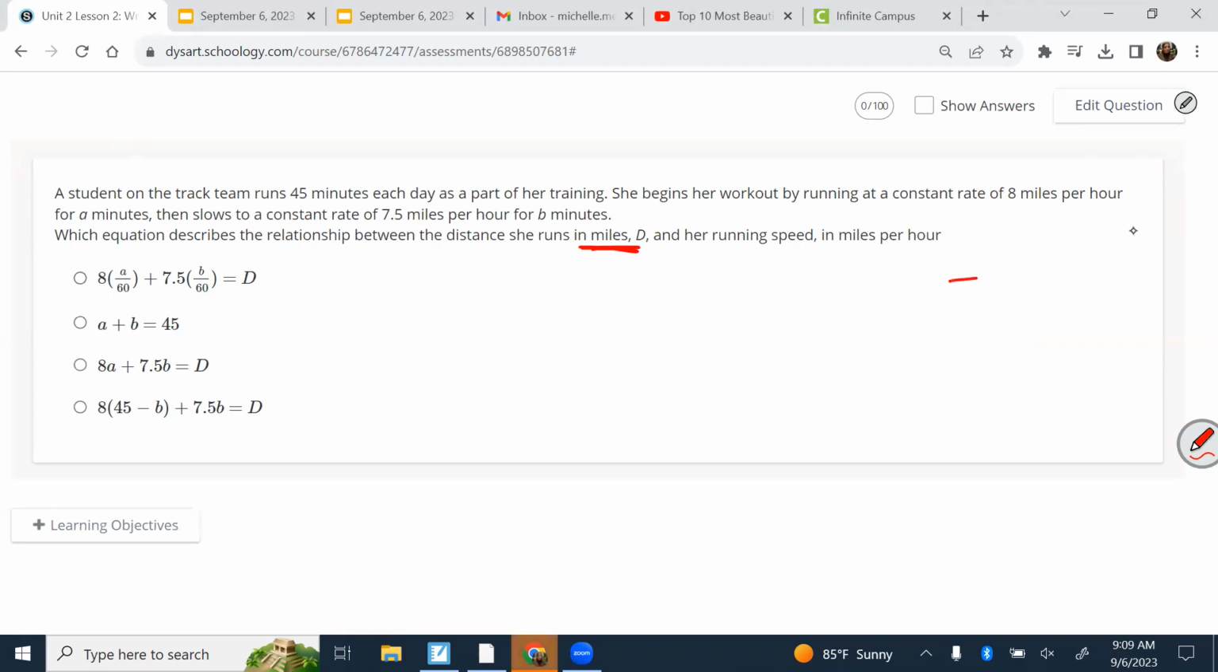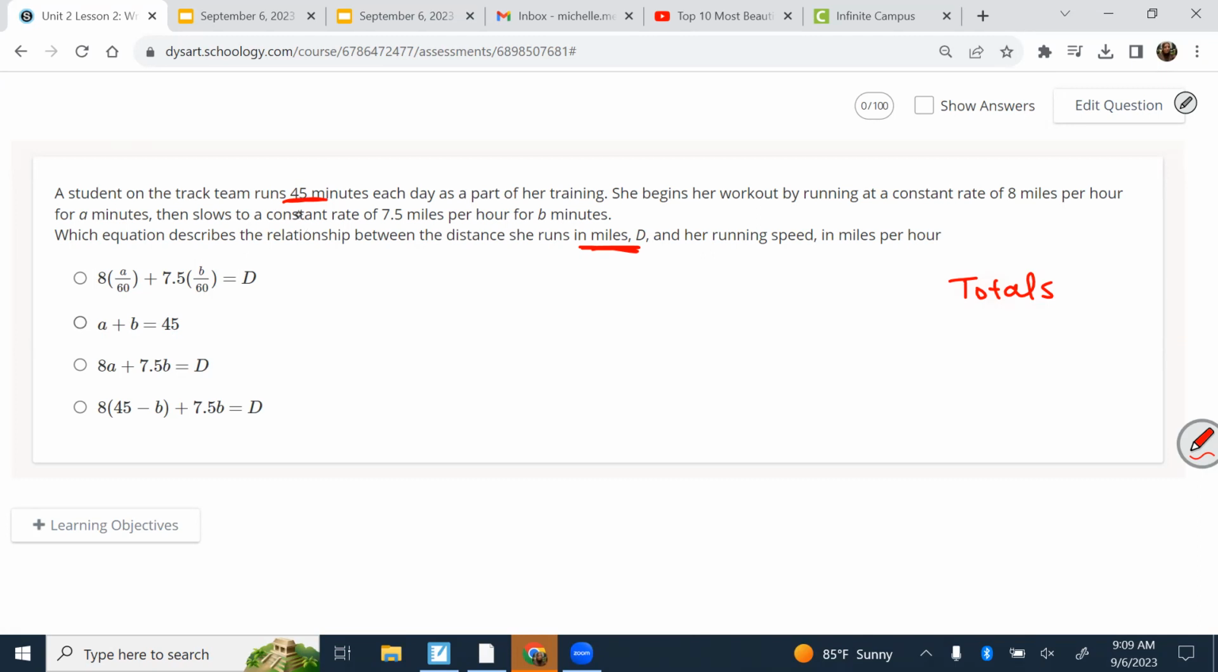My tip would be start with any totals. So does it tell me, with a variable or a number, what my total would be? Would be the 45. Okay, so we're wanting to describe the relationship between the distance she runs and her running speed in miles per hour. So it might not be the 45 as my total this time, although that could be a total for something else that we'll see later down the line.